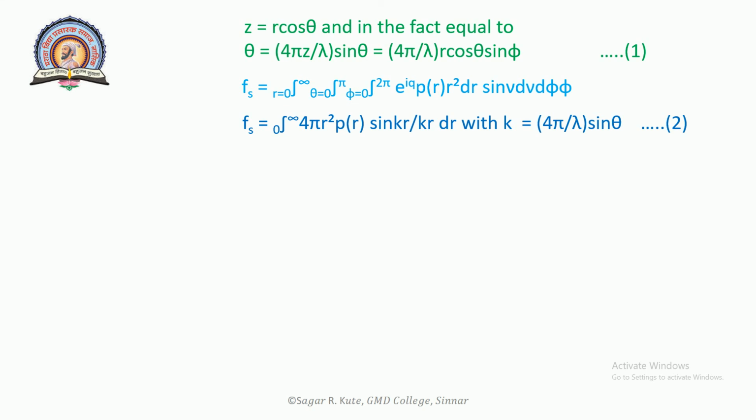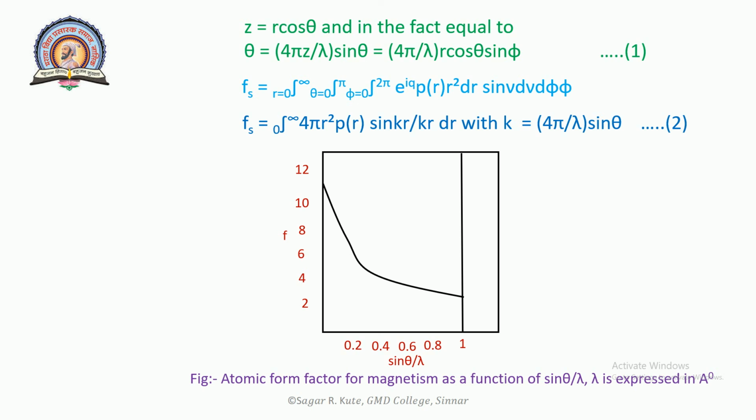For all other angles of scattering, it follows from equation 2 that the calculation of Fs requires knowledge of the charge distribution in the atom. As an example, we give a figure of the atomic form factor for manganese as a function of sin theta upon lambda, with lambda expressed in angstroms.